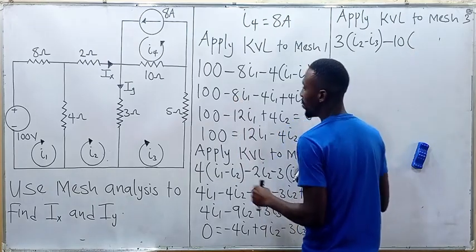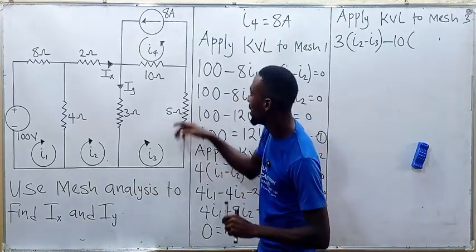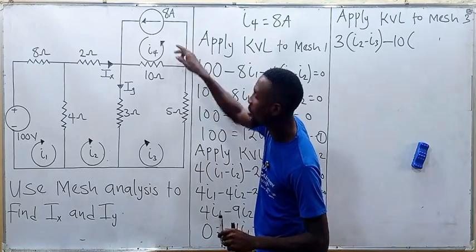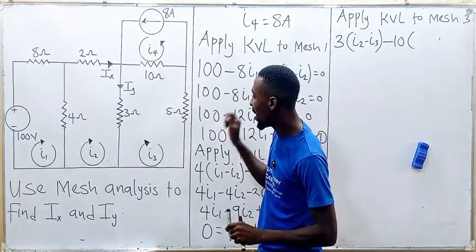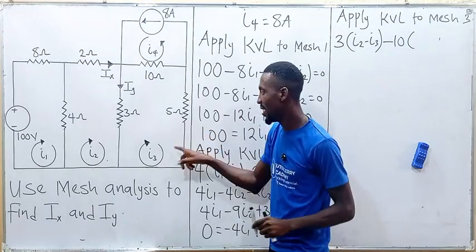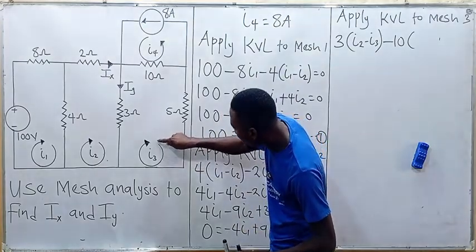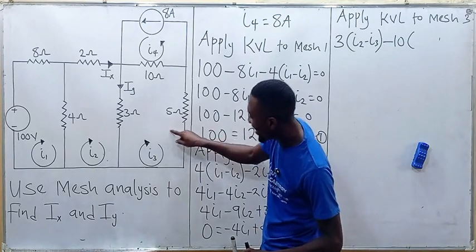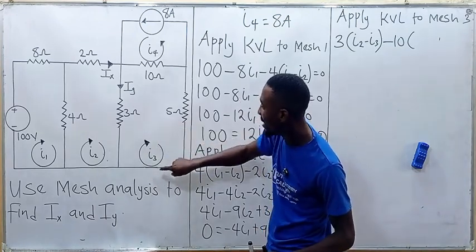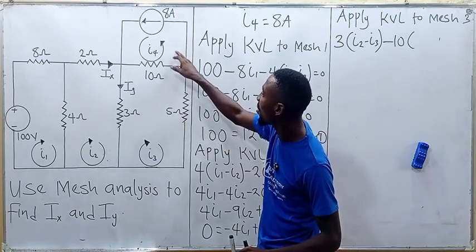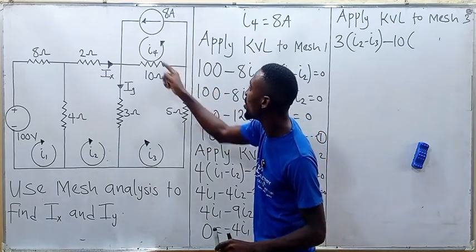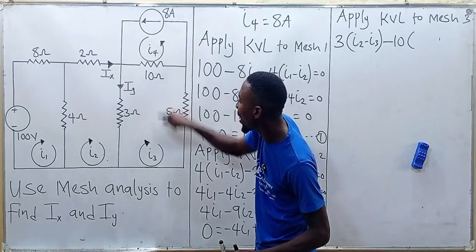That's going to be -10 into, now, but for the current, don't forget that it is between I3 and I4, but you have to be very careful, and you have to be wise that the direction of our current in I3 is going in this manner, in a clockwise manner, and the direction of our current in mesh 4 is going in an anti-clockwise manner. So we are going to add.